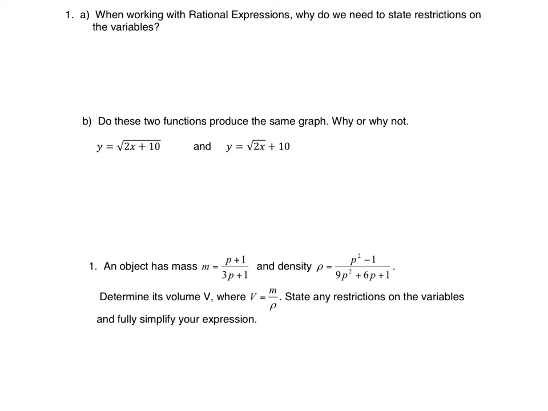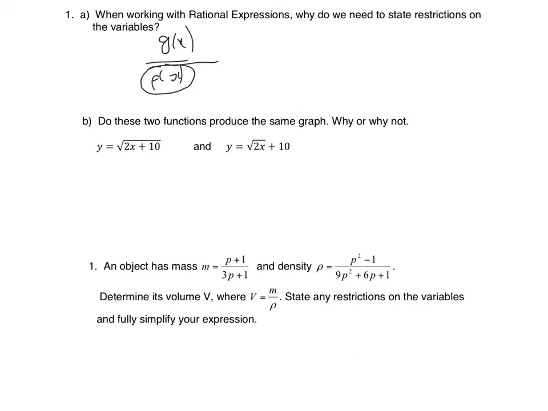The next question says, when working with rational expressions, why do we need to state restrictions on the variables? First of all, because it is a rational expression, we are dealing with fractions, with the variable in the denominator. So the variable is in a function, let's say f of x, and let's say the numerator is g of x. We know that a number divided by 0 is undefined in math, so this means that we have to find the restrictions in f of x that cause the denominator to become 0. That's why we have to find all those restrictions.